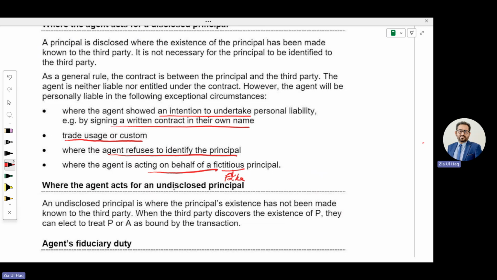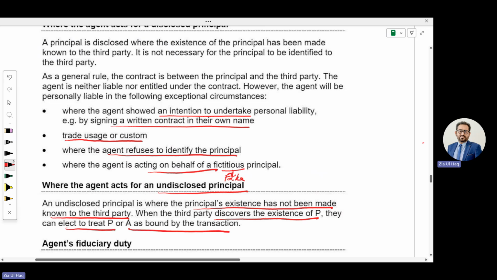Where the agent acts for an undisclosed principal. An undisclosed principal is where the principal's existence has not been made known to the third party. And when the third party discovers the existence of the principal, they can elect to treat the principal or the agent as bound by the transaction. He didn't disclose, but the third party found the principal by themselves. So they can sue both the principal as well as the agent. He is agent of a principal, but he doesn't disclose to the third party.